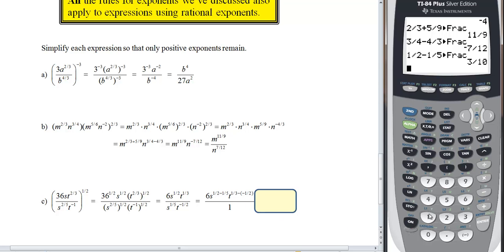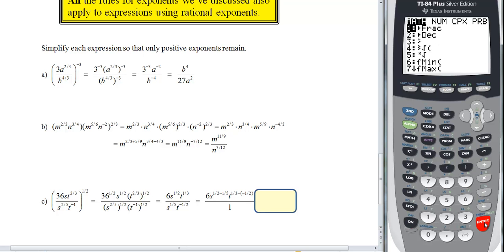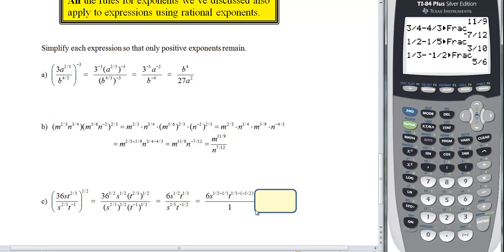Now t to the 1/3, 1 divided by 3, minus a -1 divided by 2. We'll go frac it. Okay, so they're both going to end up with positive exponents. So I'll have 6 s to the 3/10 and t to the 5/6.